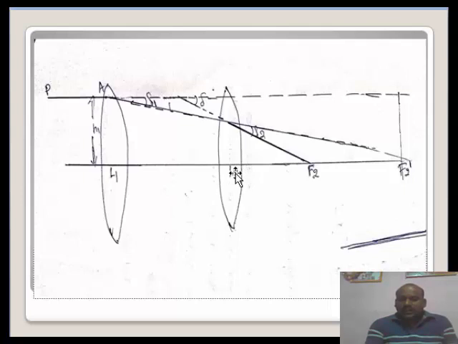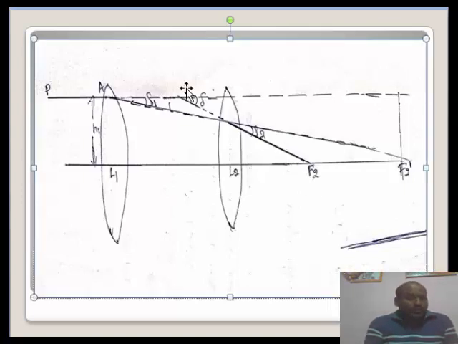The distance between L2 and F2 is the focal length of the second lens. F2 is the distance between the focal point and the second pole. This is the first pole, and F2 dash is the first focal point. We all know that if there were no second lens, the ray would move like that, so I dotted it: I took an imaginary line extending this line to infinity.